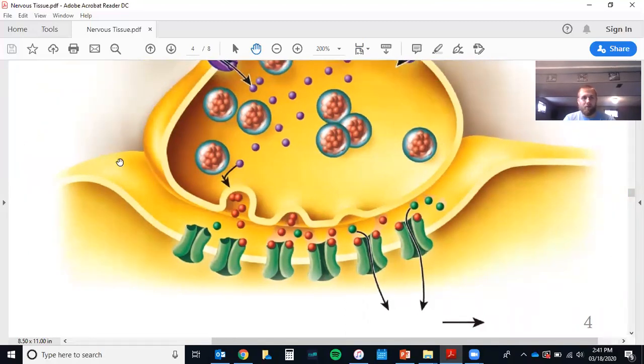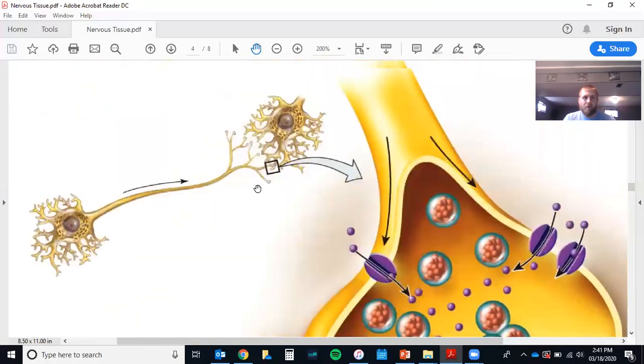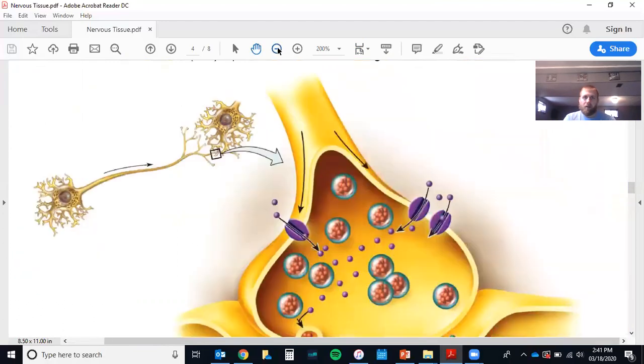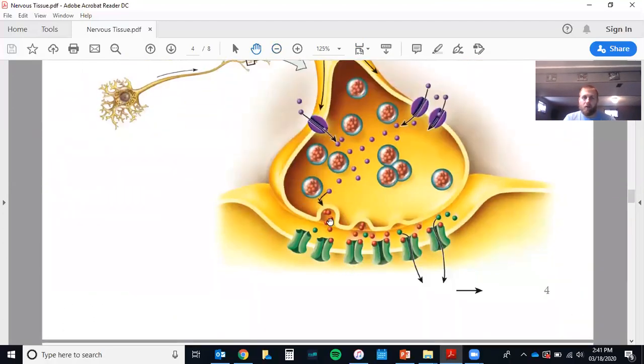So the space between them would be the synaptic cleft. This would be the presynaptic membrane, and this would be the postsynaptic membrane. And the postsynaptic membrane is typically going to be, once again, the dendrites of that postsynaptic neuron, because that's where you find a lot of those receptors for the neurotransmitters.